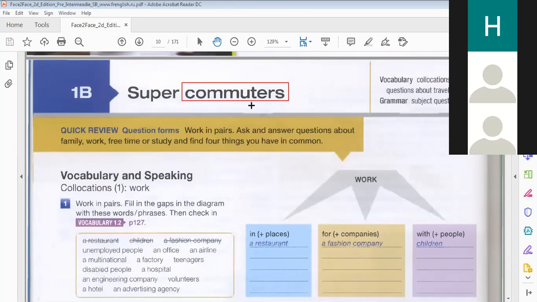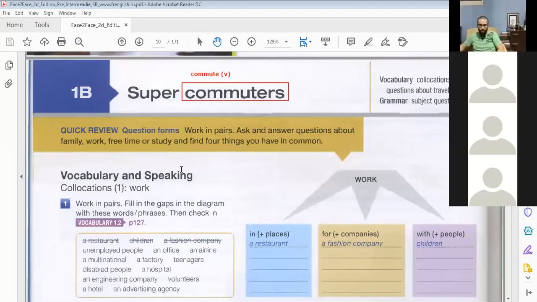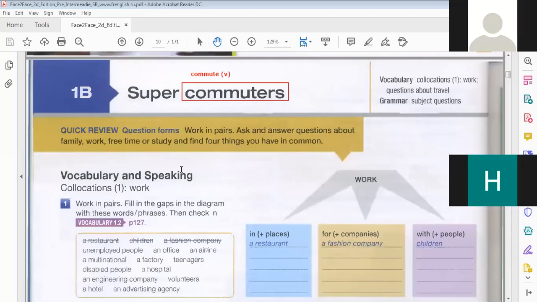Who knows what this word means? Supercommuters. Who's heard of this word before? Commuter, or the verb commute. It's not related to computers. I know it sounds a little bit the same, but it's not the same. And commute is the verb. Any guesses? Who can guess? All right. Samiha, would you like to guess?